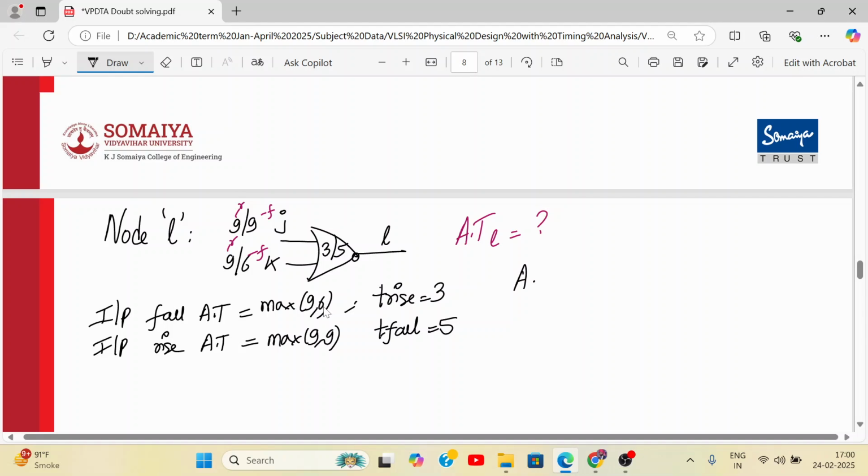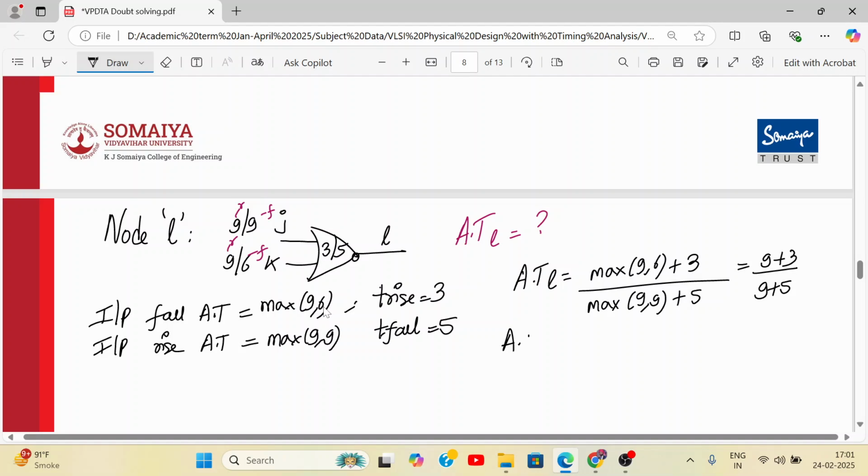So now let's calculate the arrival time. It's an inverting gate, so output rise arrival time will be the maximum of input fall arrival time, which is max of 9 comma 6, plus T rise, this is 3, and output fall arrival time will be the maximum of input rise arrival time, that is max of 9 comma 9, plus T fall. So this will be 9 plus 3, this will be 9 plus 5. So arrival time at node L will be 12 by 14.